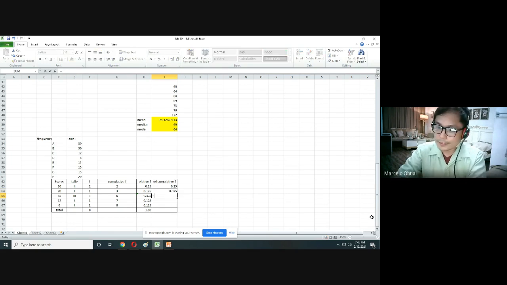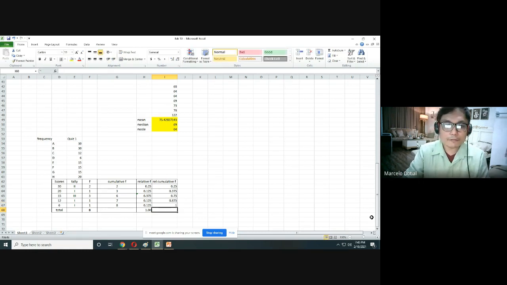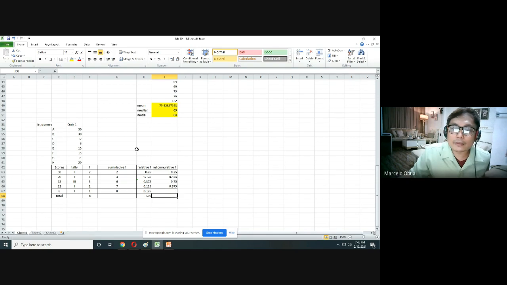Then 6, divide natin sa 8. And 7, i-divide natin sa 8. Then next, 8 divided by 8. So yung last ng relative cumulative frequency must be equal to 1.0 or 1. Okay, so ito na yung ating relative cumulative frequency table.